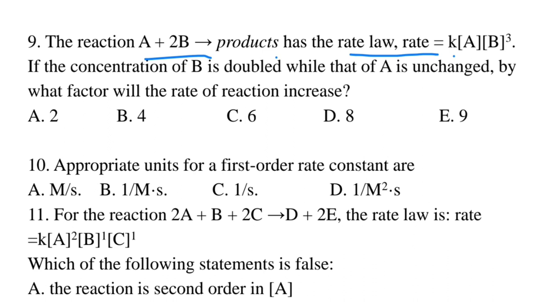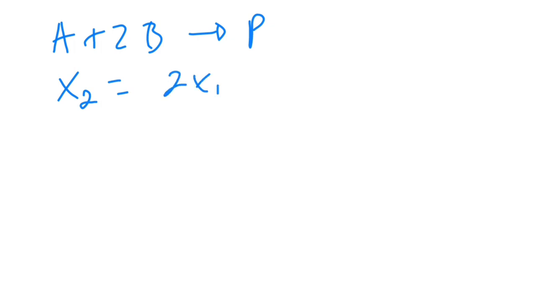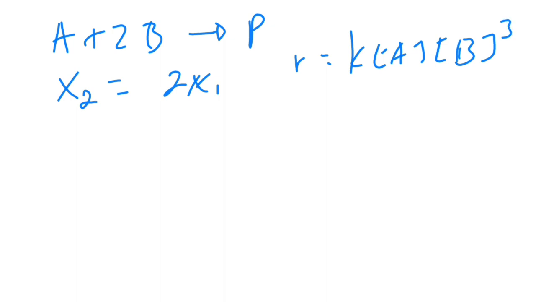Question number 9, the reaction A plus 2B, which gives products, has a rate law K times A times B, third order with respect to B and first order with respect to A. If the concentration of B is doubled while that of A is unchanged, by what factor will the rate of reaction increase?